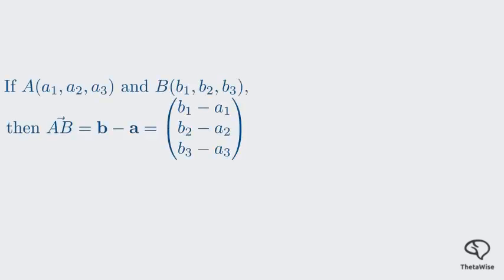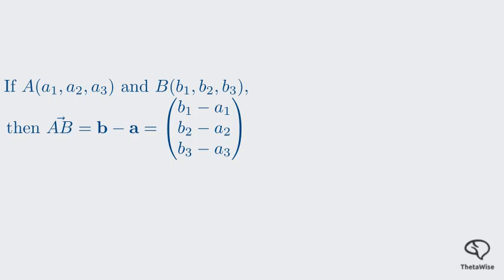Let's write this in component form for 3D points. If point A is A1, A2, A3, and point B is B1, B2, B3, the vector AB is simply B1 minus A1, B2 minus A2, B3 minus A3. This vector describes the step-by-step movement in the x, y, and z directions to get from A to B. Let's apply this to an example.